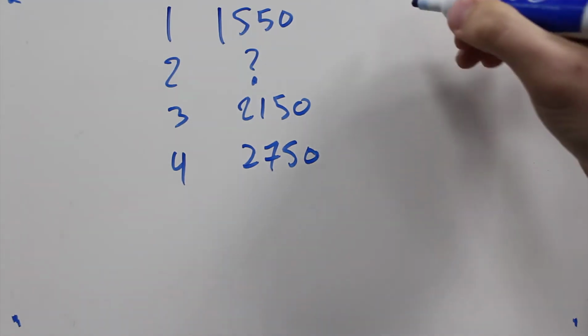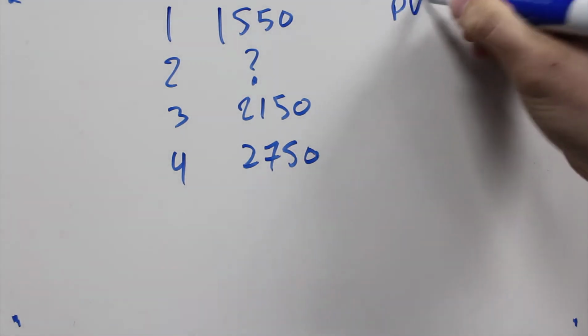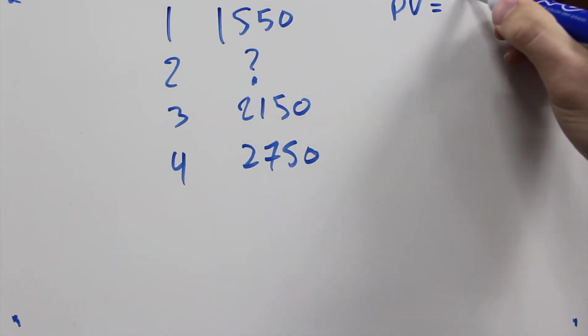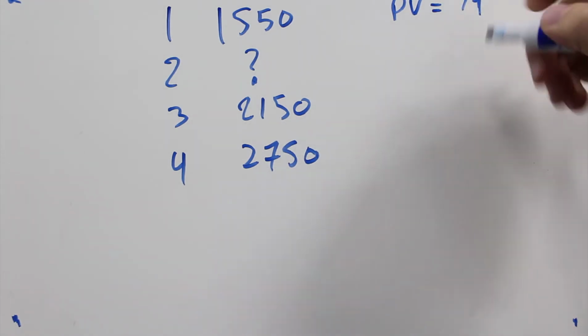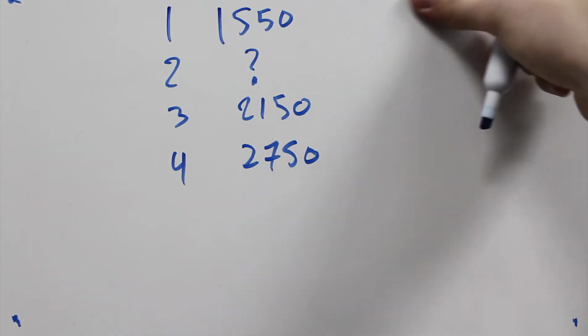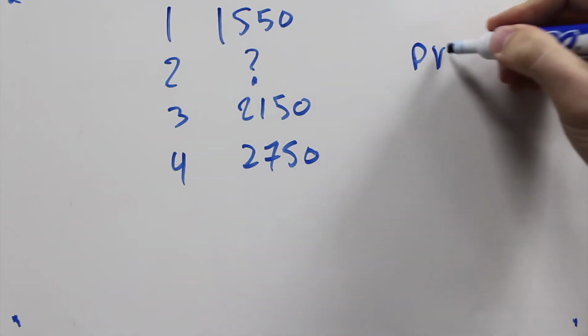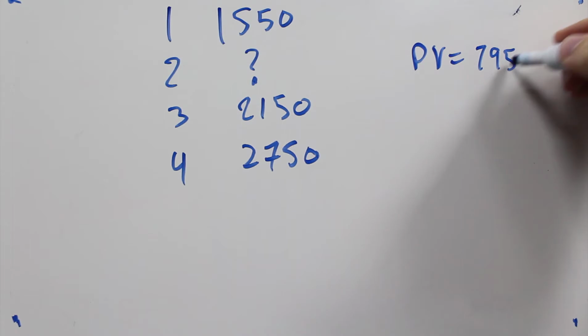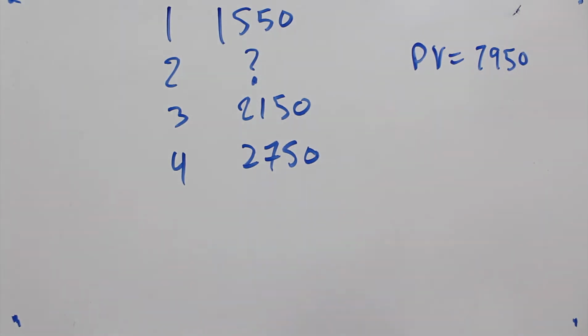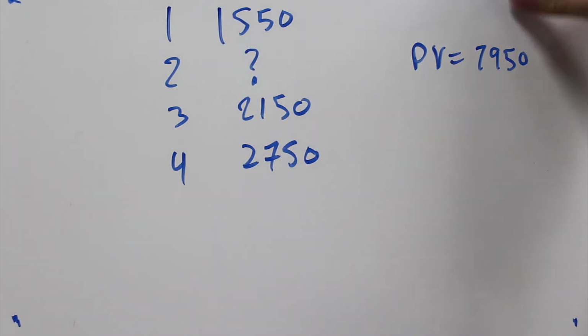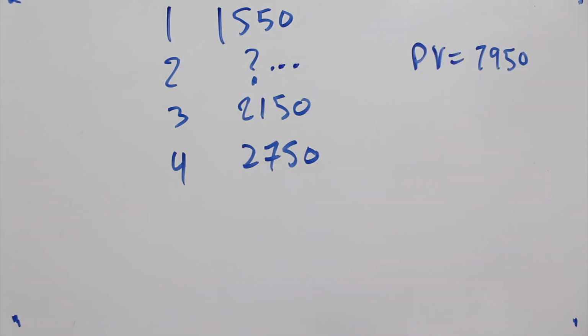And we want to figure out if the present value of all of them is equal to 79. I'm going to lower that so you can see it. The present value for all of them is equal to 7,950, right? What is this missing cash flow right here? How do we figure that out?